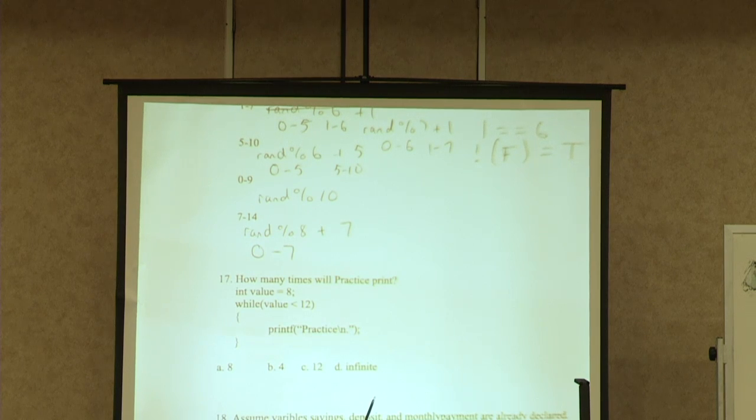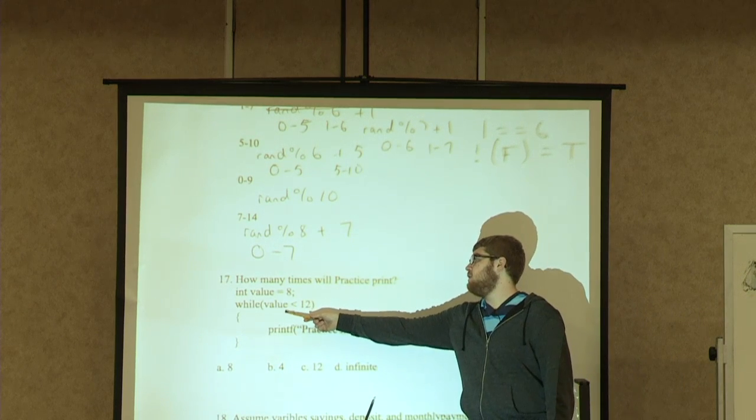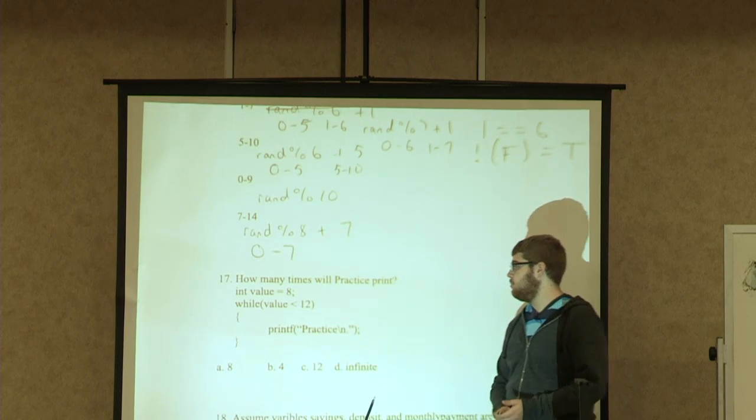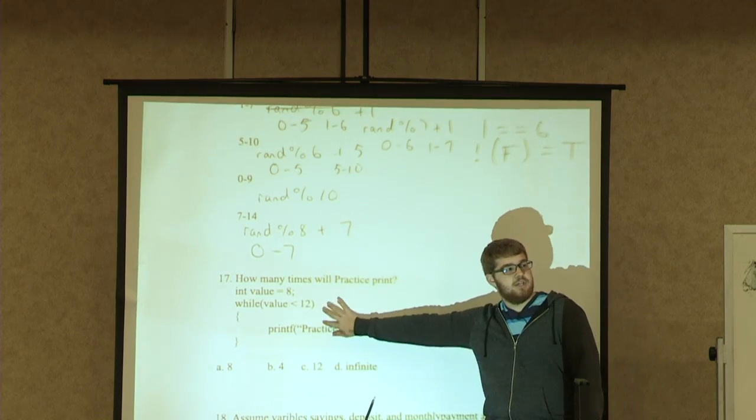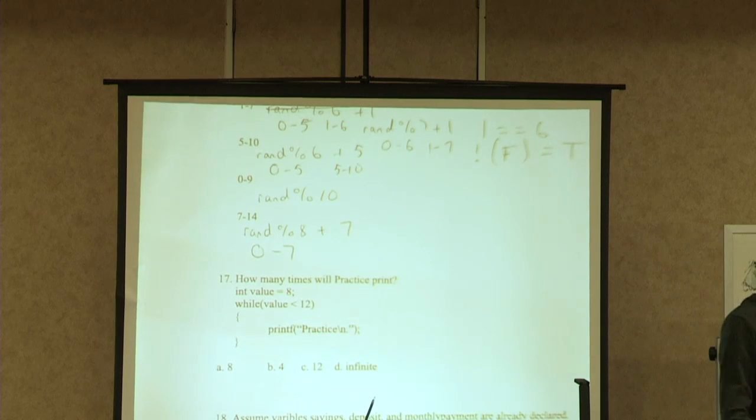Like he said, infinite is the correct answer because we got int value 8, right? So value is 8, so it's basically saying if 8 is less than 12, print out practice. But it never changes that 8. So practice is just going to keep continuing because 8 is always going to be less than 12, right? So that's infinite. That would be an error in your code if you're trying to do your homework or something like that. You'd have to say value plus plus or something like that, add some number.